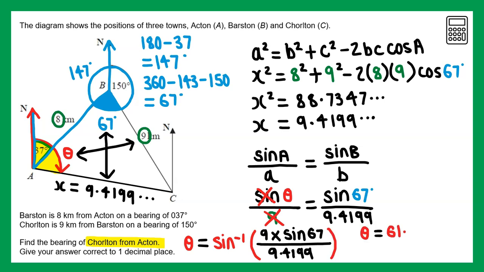Theta is 61.578, which will need to be added to the original angle next to it of 37 to give me the total bearing of 98.6 degrees to 1 decimal place. Bearings have to be written as 3 figures in front of the decimal point. So if we finish with an answer with 2 figures, such as 98, we have to put a 0 in front as a placeholder, so we end up with 3 figures. This is a really common way to lose a mark at the end of a question, so something to look out for.